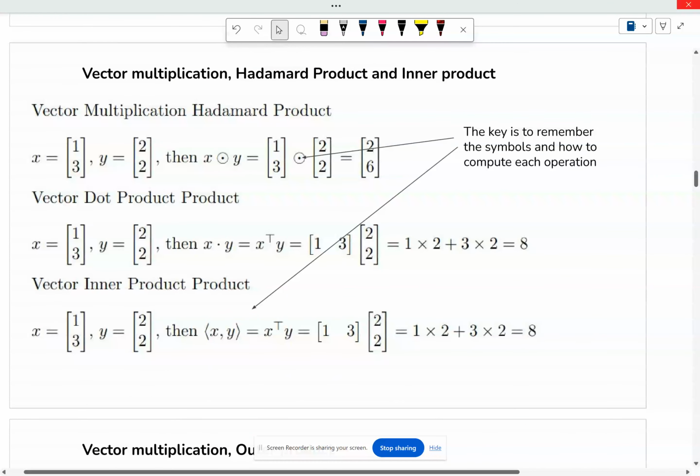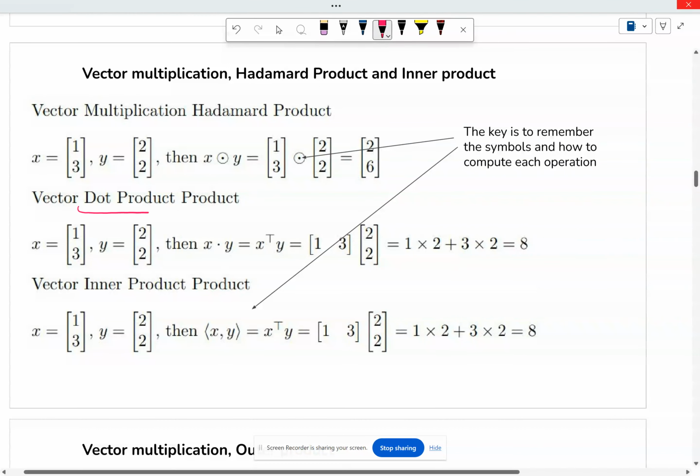Next is multiplication. There are multiple ways to do multiplication, and there are different products, right? One of the products is called a Hadamard product. The symbol for Hadamard product is x times y, a circle with a dot. The Hadamard product is basically the same as addition and subtraction. You match up the elements and multiply them together. Here's 2, you multiply them together, that's 6. So the Hadamard product is really just an extension of addition and subtraction to multiplication.